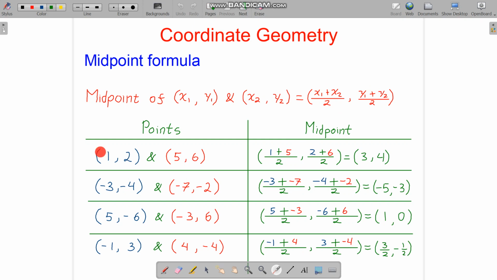For example, we have points (1, 2) and (5, 6). We add the x values 1 and 5 and then divide by 2. Then 2 and 6, divide by 2, and we get the x value and the y value. For the next example, minus 3 and minus 7: for the x values, 5 minus 3 is minus 1, divided by 2. For the y values, minus 4 minus 2 is minus 6, and 3 minus 4. And then just use a calculator.